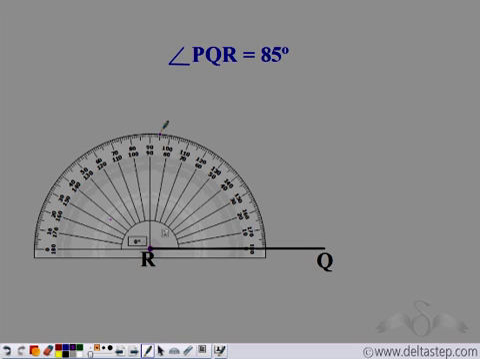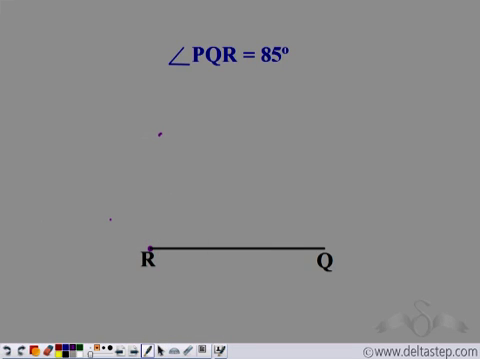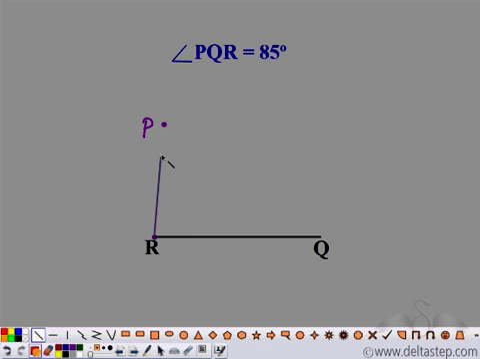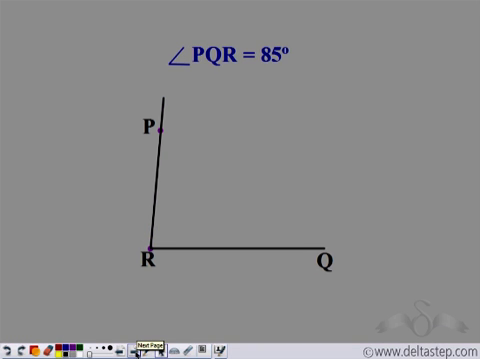So let's mark this point. We call this point P, and we join RP. So this is what we get. But note, this is angle PRQ. What we wanted is angle PQR equal to 85 degrees. So this is not correct. This is angle PRQ and not PQR.